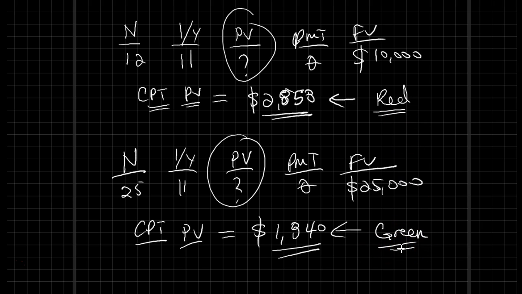Regardless, you can use a financial calculator, or you can use the formula and a scientific calculator. You get the same answer. It turns out that the investment which promises you $10,000 in 12 years is the superior investment, followed by the investment which offers you $25,000 in 25 years. And that completes our solution.